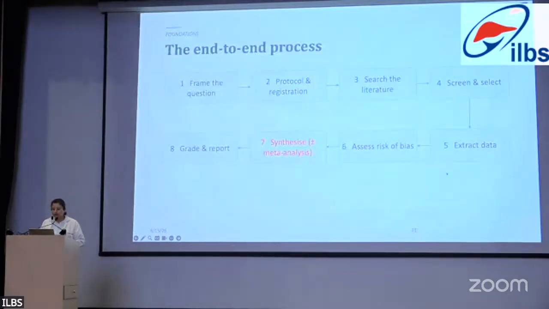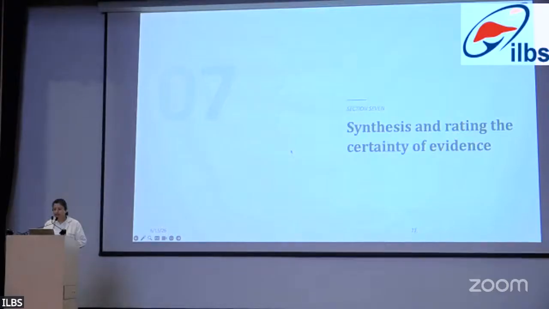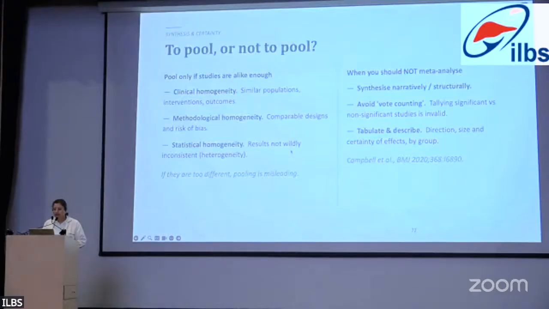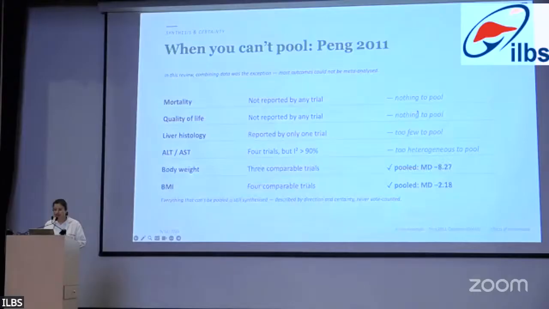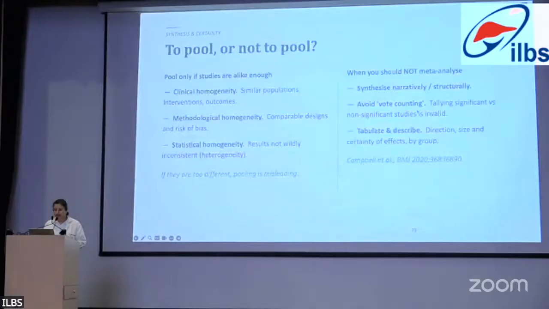Now you have everything. You have the evidence, and to some extent the quality of the evidence. Then comes synthesizing and rating that evidence. Now the question is whether to pool the studies or not, whether to do a meta-analysis or not. So there is something called heterogeneity, which we study for this, which will come down.